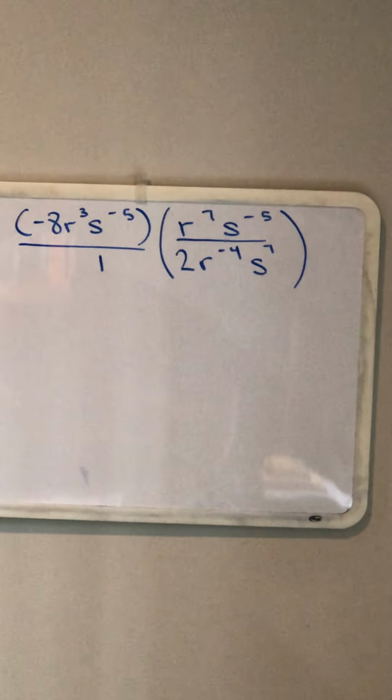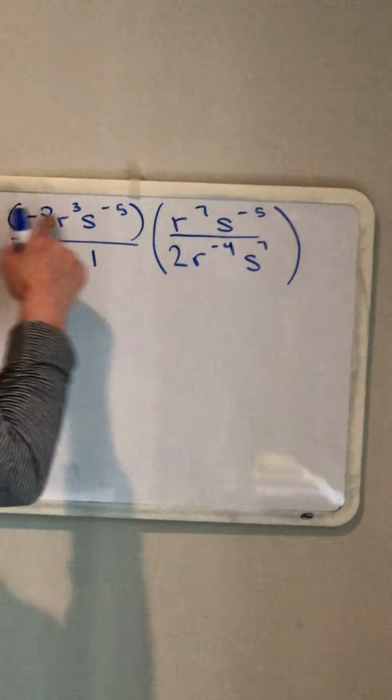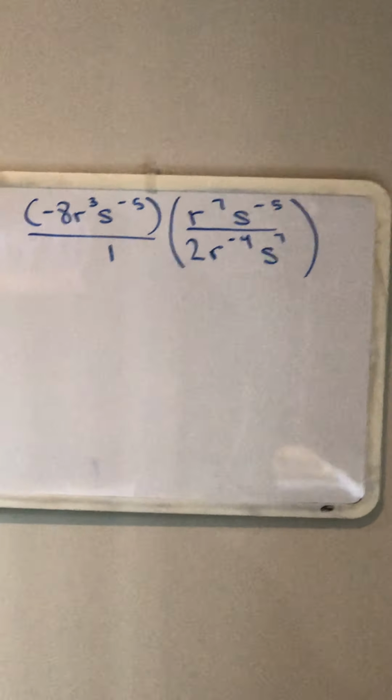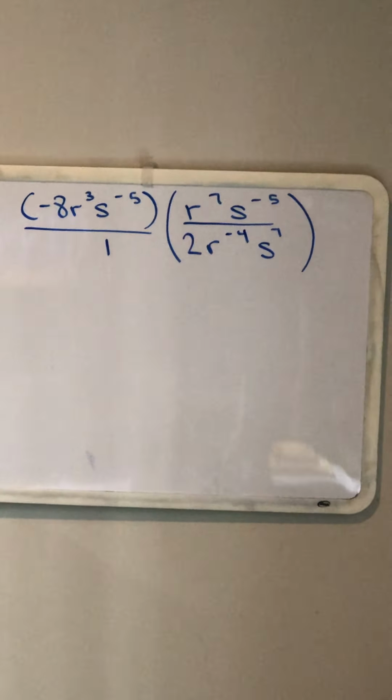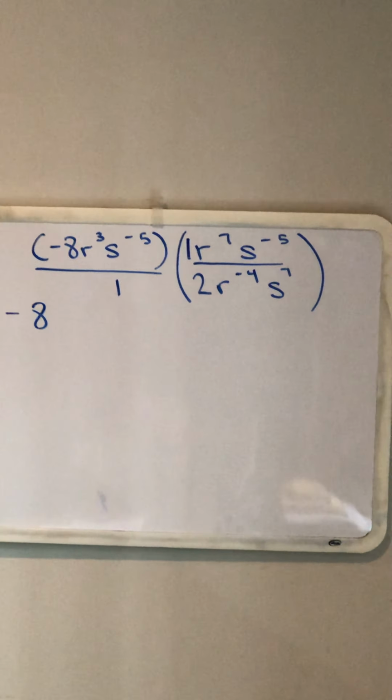And we know from way back when in middle school that when you are multiplying fractions, you multiply straight across the numerators and straight across the denominators. So when I multiply straight across the numerator, I don't see a number here, so that means it is a 1. I would do negative 8 times 1, which means negative 8.